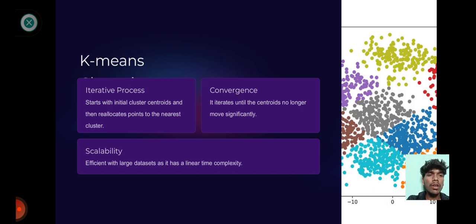Iterative process, convergence, and scalability. Start with initial cluster centroids and then relocate points to the nearest cluster. It iterates until the centroids no longer move significantly. Efficient with large datasets as it has a linear time complexity.